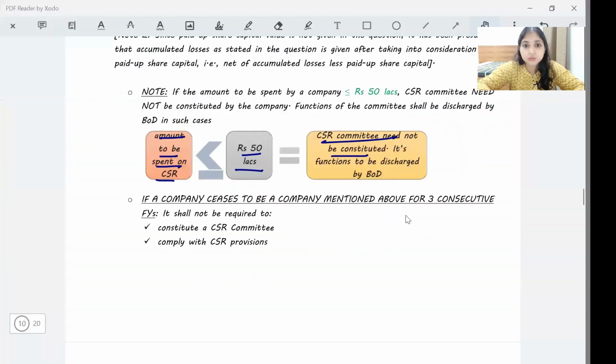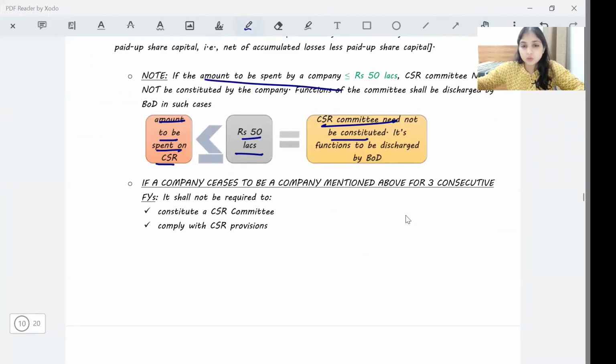Now you would have understood. So if the amount to be spent on CSR is within 50 lakhs, then a CSR committee is not required. In that case, the functions of the committee will be done by the board of directors itself.